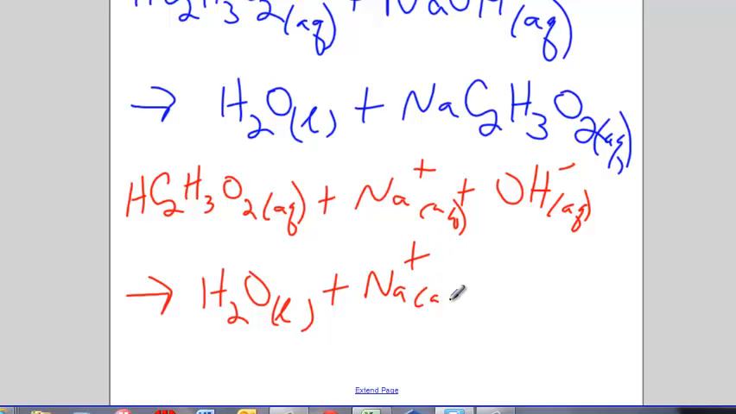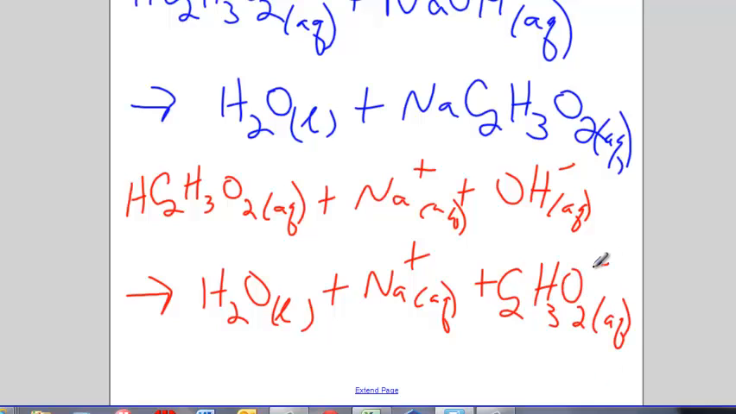Na plus aqueous plus C2H3O2 minus aqueous. Don't forget your charges. Now you'll notice the polyatomic ion does not break up. The only things that break apart in solution are ionic bonds, the bonds between positive things and negative things. Covalent things do not dissociate, and it is covalently bonded in there. So polyatomic ions do not split apart. Don't split them apart.